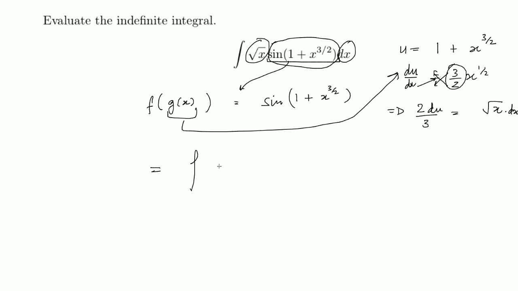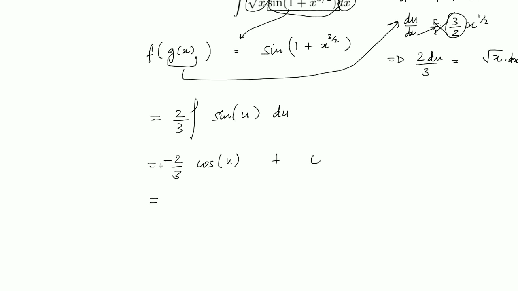Replace the sine term with sine u, and the square root of x times dx gets replaced by du times a constant 2 over 3, which by now you should know I can just place out front because integration doesn't affect constants. So 2/3 sine integrates and becomes negative cosine. So cos u, and I'll put a negative out here. Remember your constant of integration.